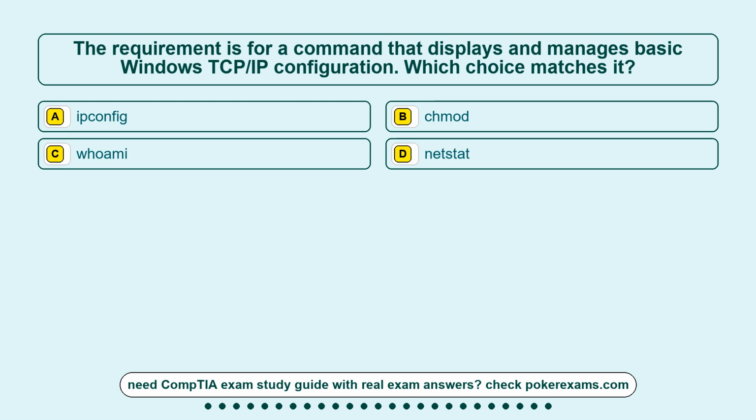Question 16. The requirement is for a command that displays and manages basic Windows TCP/IP configuration. Which choice matches it? Option A, IP protocol configuration. Option B, CMD. Option C, WHOAMI. Option D, netstat. The correct answer is option A, IP protocol configuration.